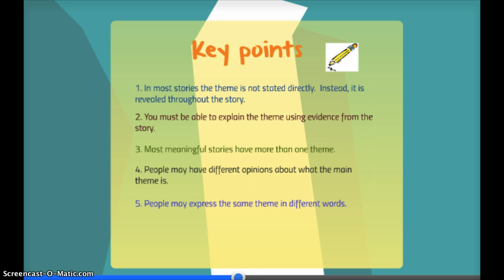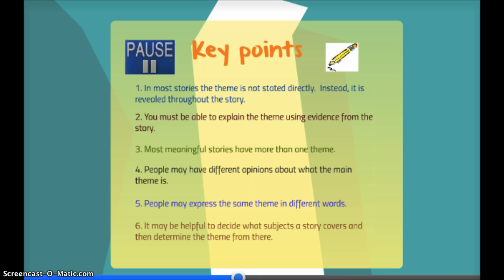Number 5, it's possible to express the same thing in different words. So you may have the same idea and you say it differently, and it's still going to be okay. And finally, as you're trying to figure out the theme of a story, decide first what subjects it covers, and then go from there. Okay, pause and make sure that you've written down in your own words these 6 key points.